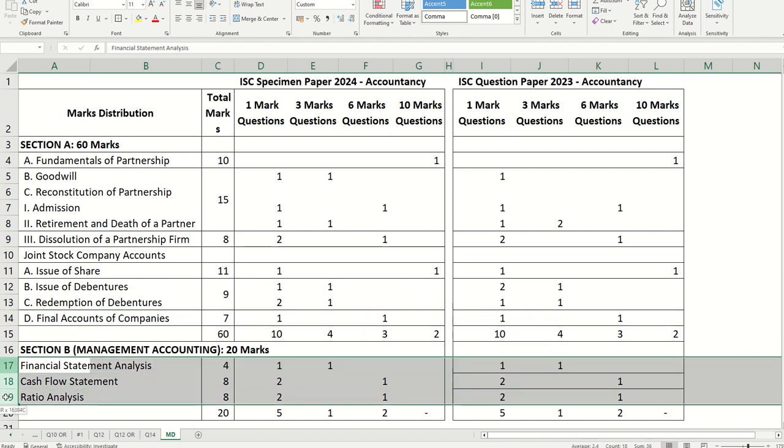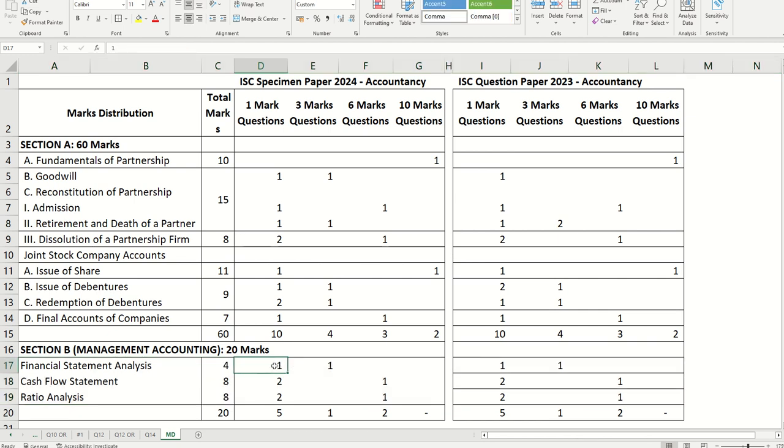And section B is quite consistent in terms of marks distribution because there is not much scope here. So 1 question of 1 mark from financial statement analysis, which is common size, comparative size statements. And then we have 1 question of 3 marks. Cash flow as well, 2 plus 6 combination. So 2 plus 6 combination here as well.